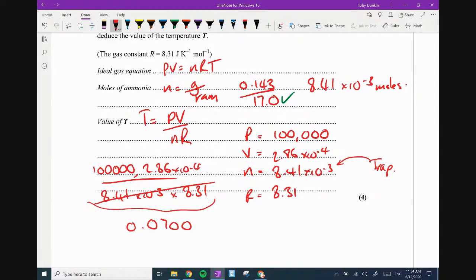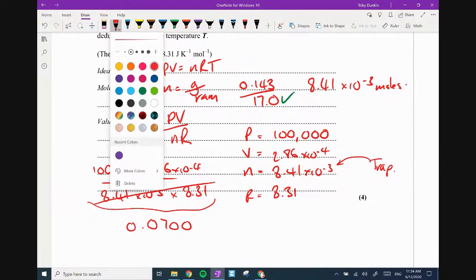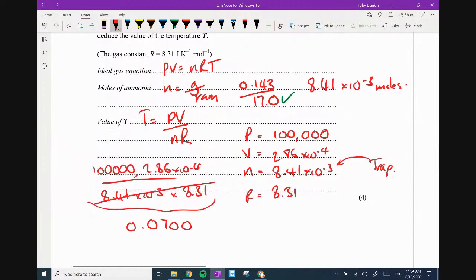I've got the whole number on my calculator though. Then what I'm going to do is go brackets 100,000, count my zeros, times by 2.86 exponential minus 4, close brackets, divided by answer. That way I don't lose my rounded figure. Yeah, and the answer is going to be spat out in Kelvin.